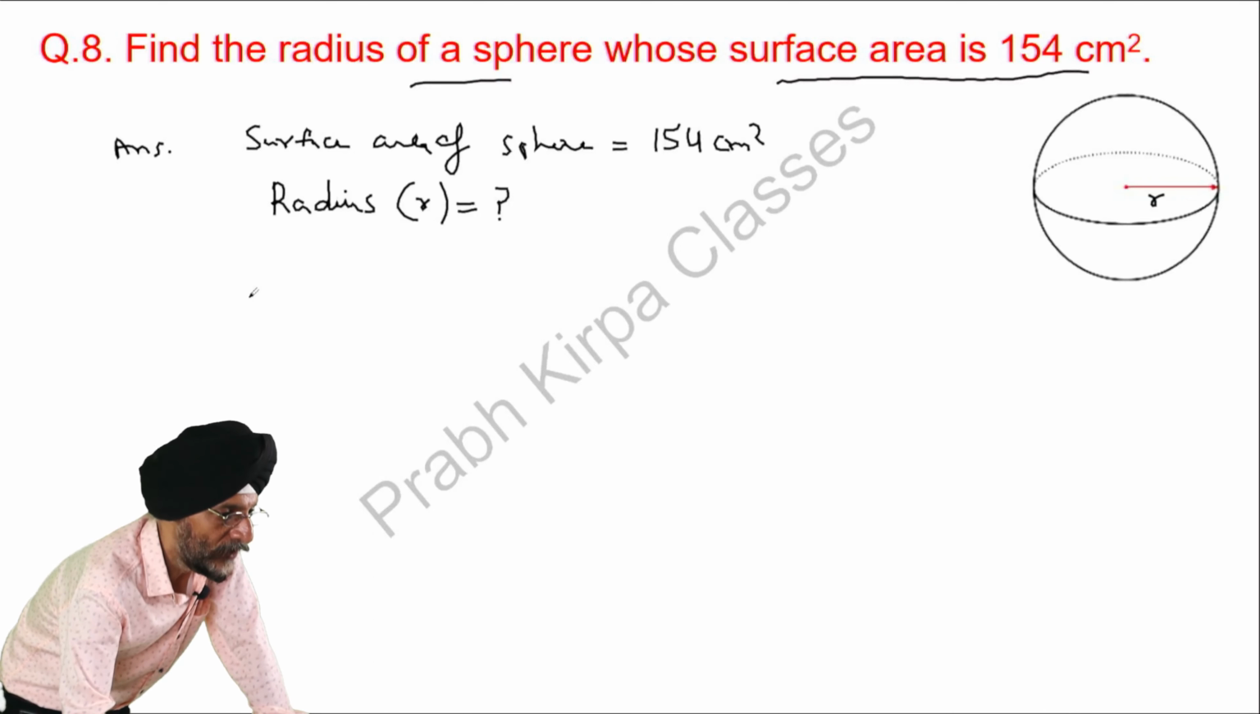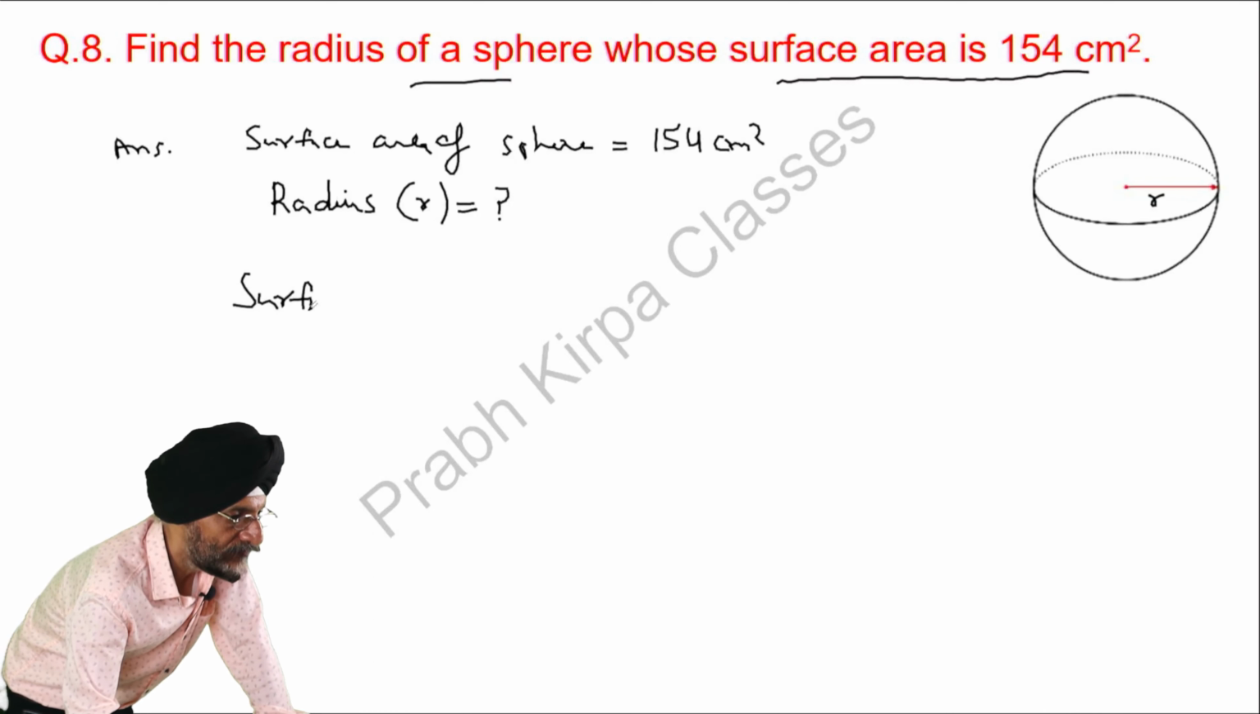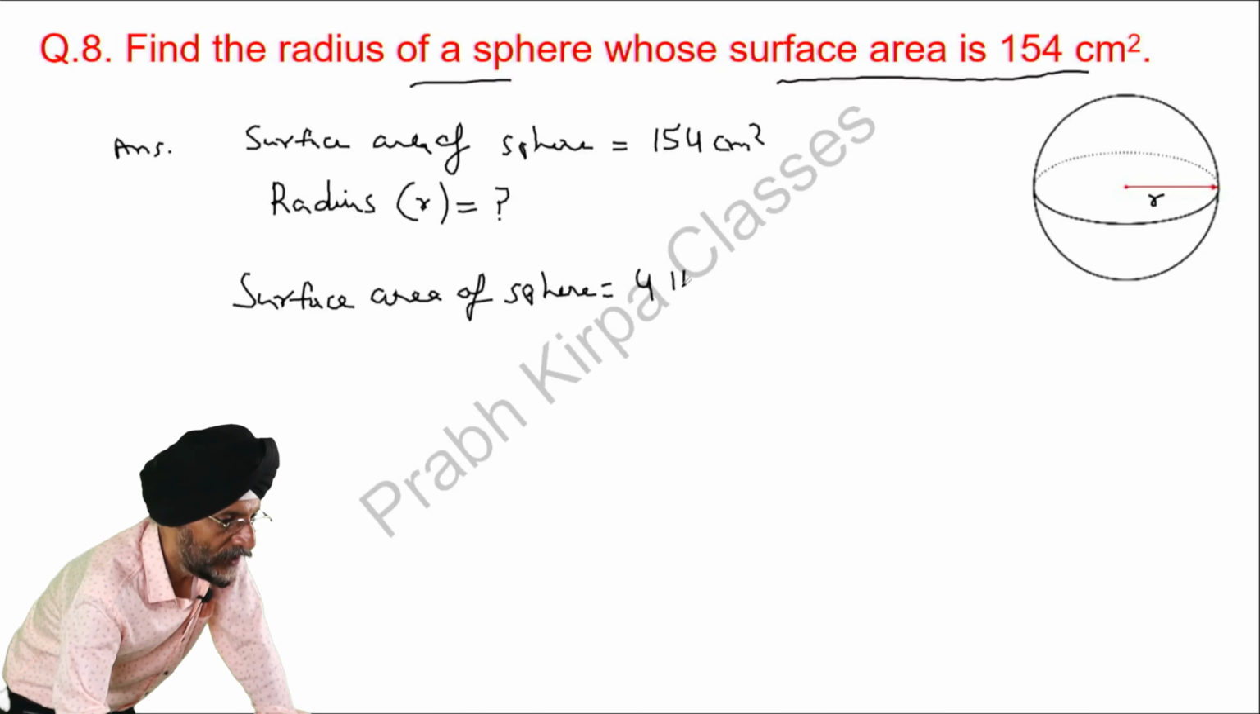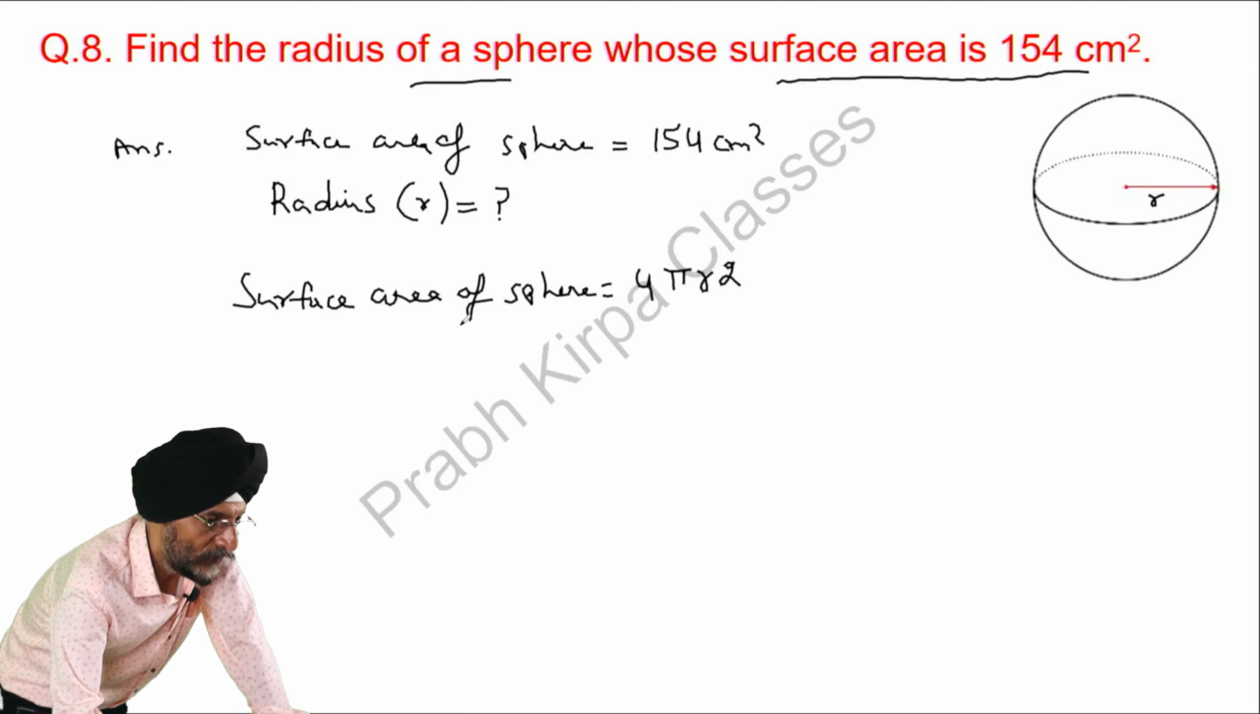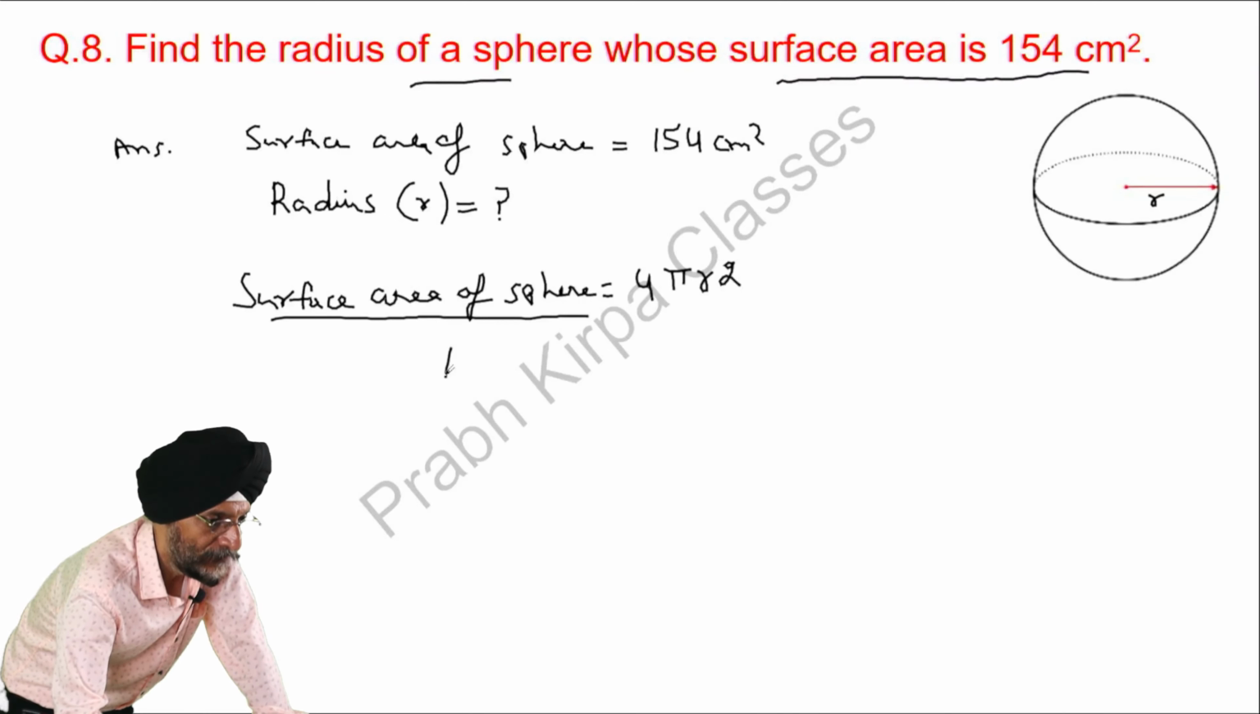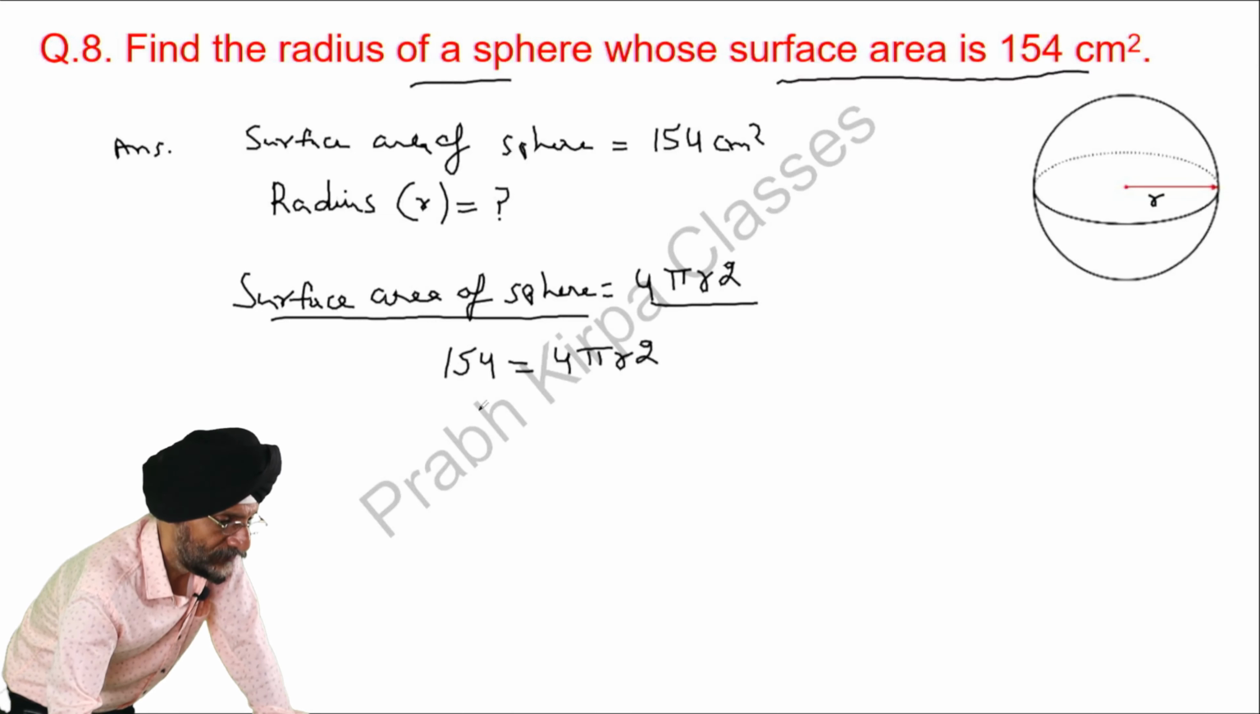Now what is the formula for calculation of surface area? Surface area of sphere is equal to 4 pi r square. We know that the value of surface area of sphere is already given. What is it? 154, and it is equal to 4 pi r square. Now we will put in the relevant values.